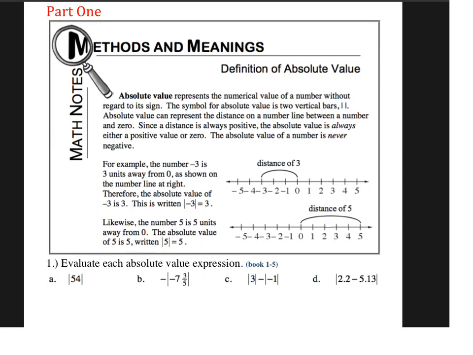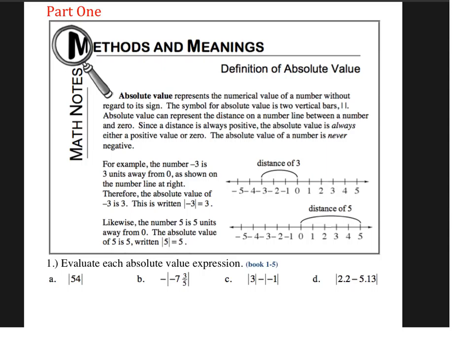Chapter 1, Part 1. So the first thing we're going to do is review absolute value. Remember that absolute value represents the numerical distance a number is from 0 on a number line without regard to its sign. The symbol for absolute value is these two vertical bars. So when we see something surrounded by those vertical bars, we know that they're asking us to find the absolute value.